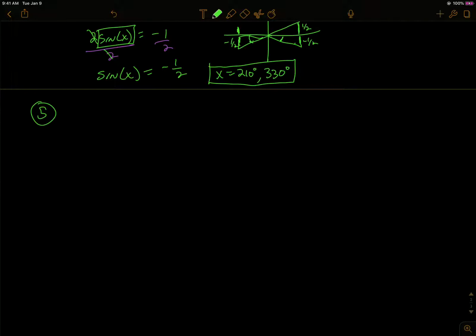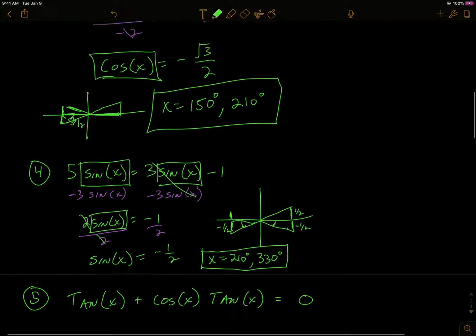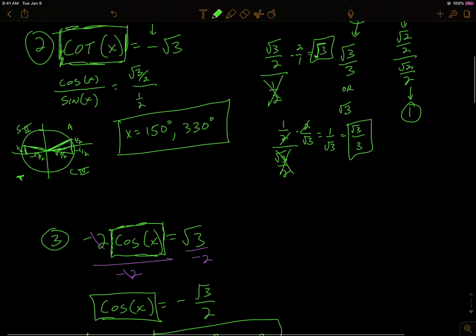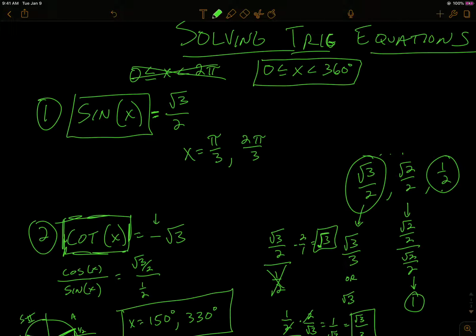All right, let's look at our next equation. What else can we do here? We can say, what if we have tangent of x plus cosine of x times tangent of x equals 0. How do we solve something like this? It's got two trig things in it now. It's not just sine or just cosine or just like secant or cotangent. This is what we had going on all of these.